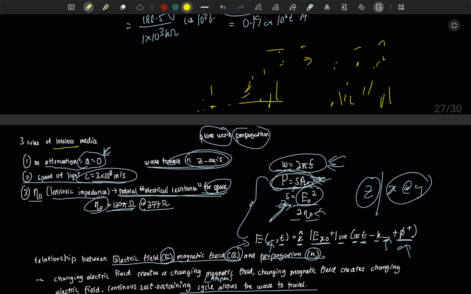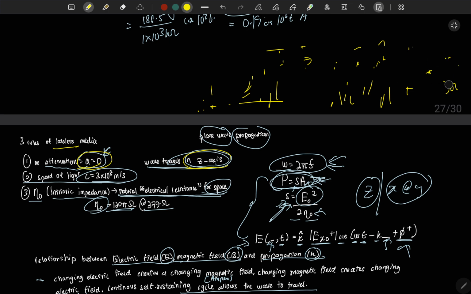Okay, now there are three criteria for lossless media. One is no attenuation, so the α should be 0. What is α? It would be given in the question. And the wave should travel in the z-axis. Why z-axis? If you take a normal xy plane on graph paper, you plot the graph in 2 dimensions. So how do you say that this x is behind another x, and this is in front of it? You should have the z plane.